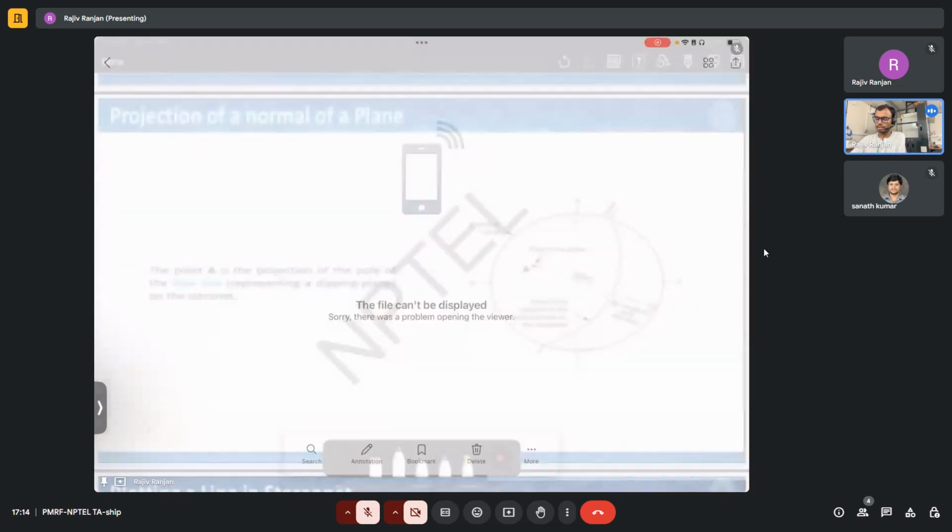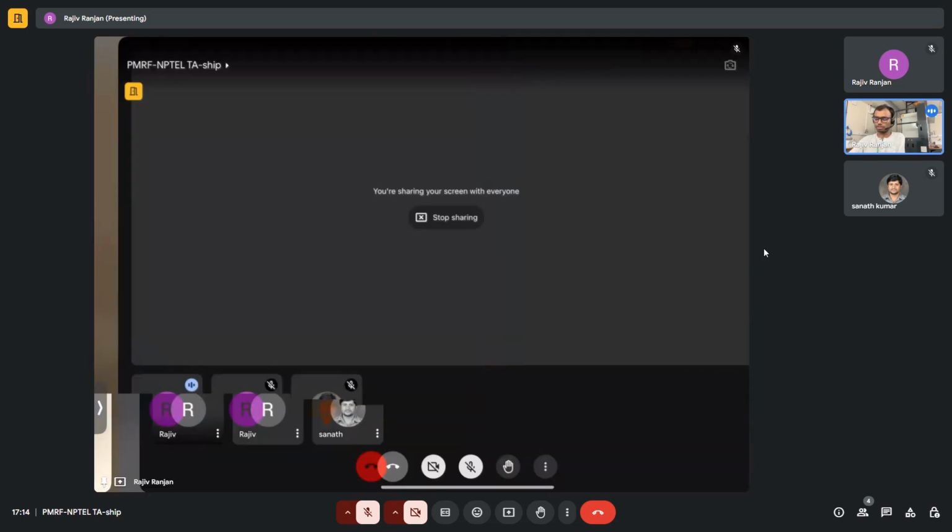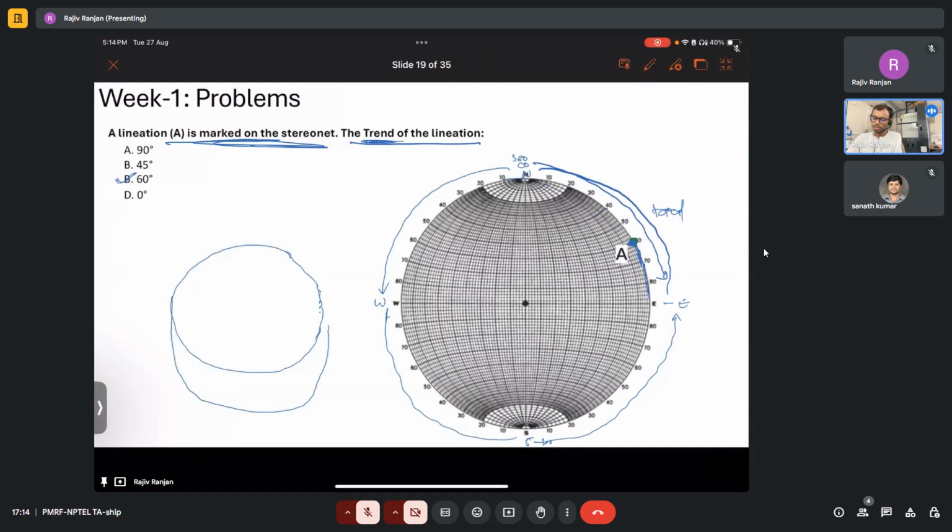Let me take you through again. Okay, fine. So since it is lying on this circumference, that means there is zero amount of plunge. So if somebody asks what is the plunge amount here, it is 0.